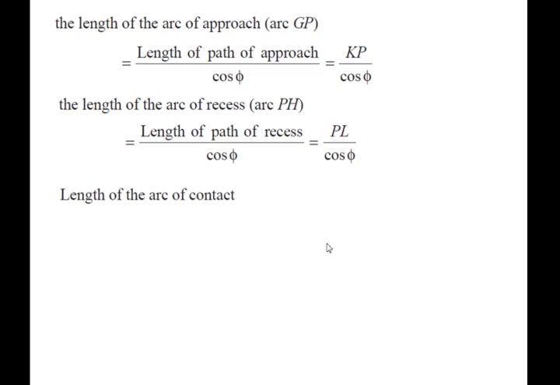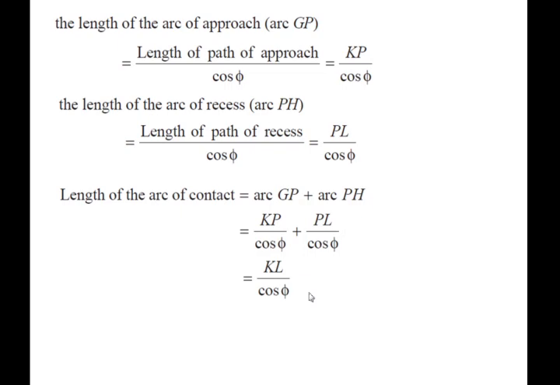And finally, length of arc of contact equals arc GP plus arc PH, so that is KP divided by cos phi plus PL divided by cos phi. KP plus PL, we know, is equal to KL, divided by cos phi, and we know that this KL is nothing but the length of path of contact. So thus the length of arc of contact is given by the length of path of contact divided by cos phi.